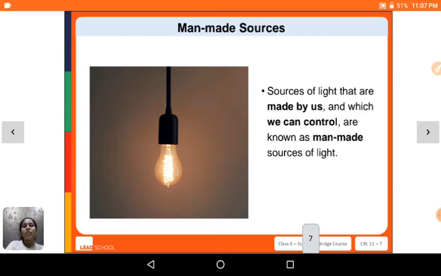So now what are man-made sources? The sources of light that are made by us and which we can control are known as man-made lights.